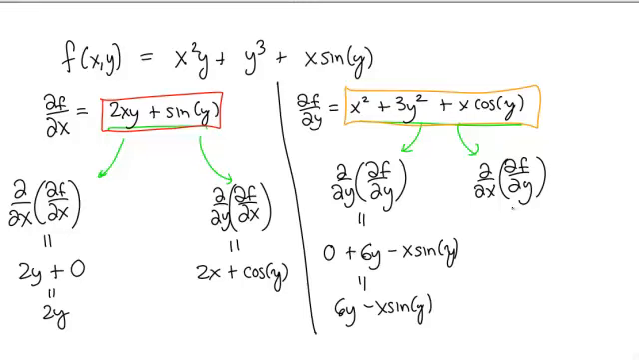And last but not least, if we take the partial derivative with respect to x of the partial derivative with respect to y, let's see. So again, I want to take the derivative of this beastie right here with respect to x. So the derivative of x squared is 2x. The derivative of 3y squared is 0 because there's no x's in it. And in the derivative of x cosine of y, cosine y is a constant, comes along for the ride. The derivative of x is 1, so we're going to get 1 times the cosine of y. And so if I clean that up, I get 2x plus cosine y.